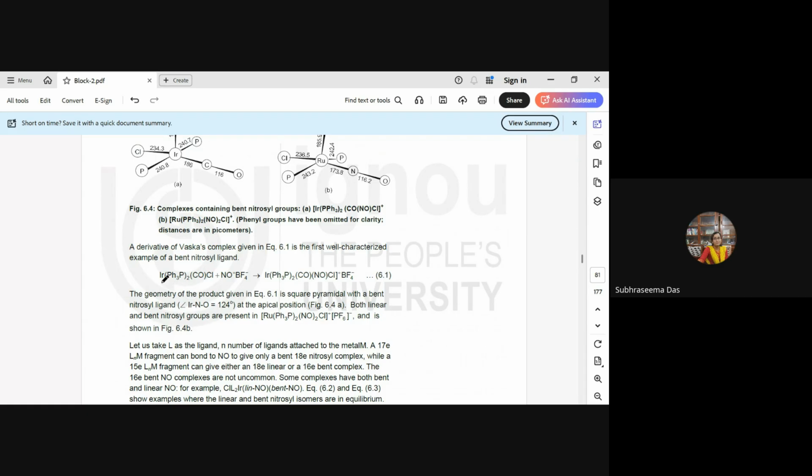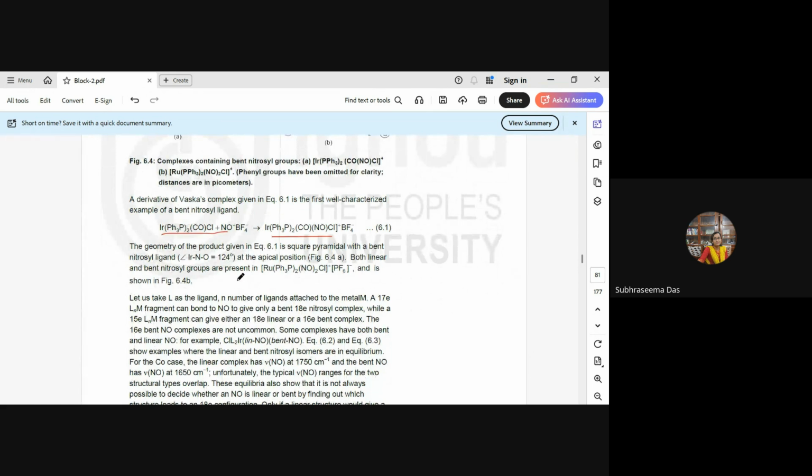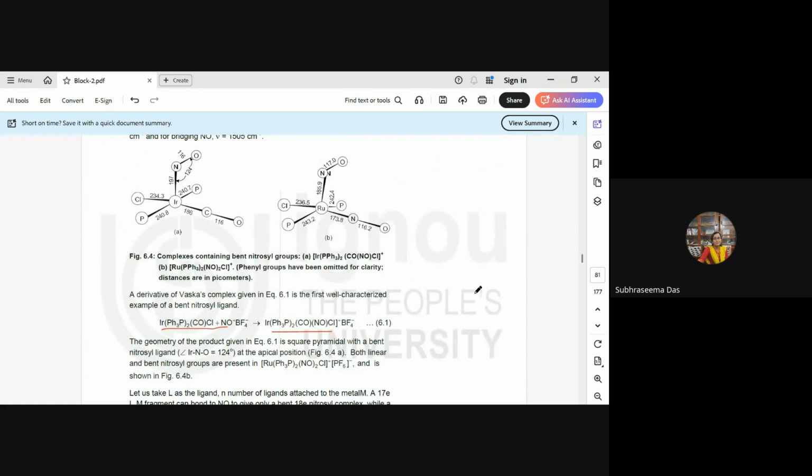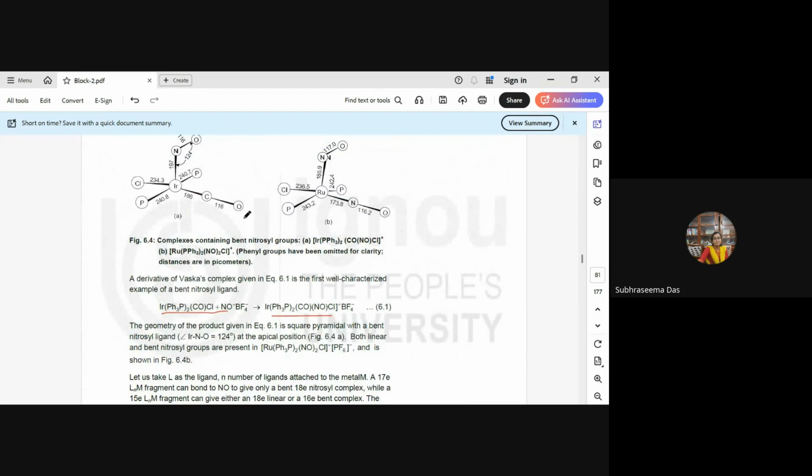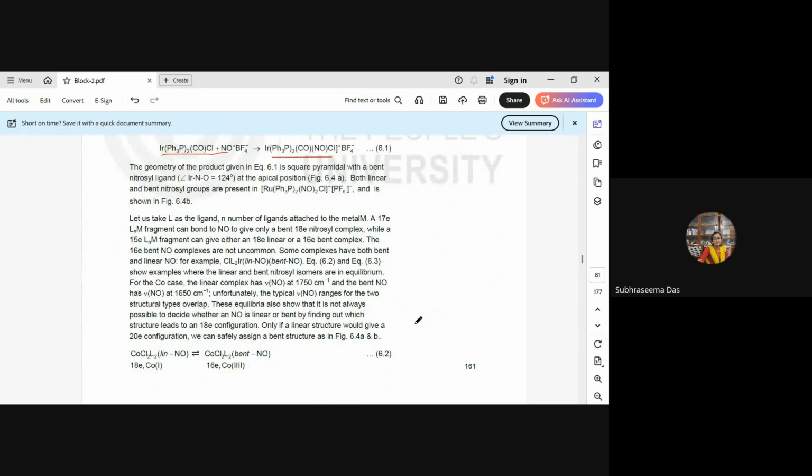So here the iridium complex is a derivative of the Vaska complex, and this was the first example of the bent NO that we have ever come across. The geometry of the product is square pyramidal with a bent nitrosyl ligand. Here you can see, in this figure 6.4, how the NO is a bent ligand.